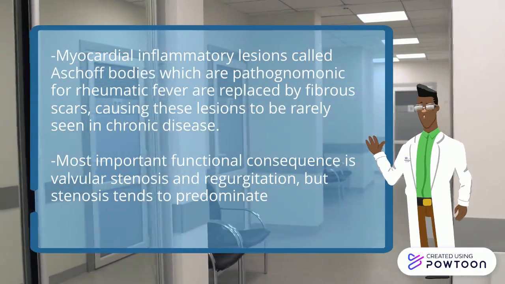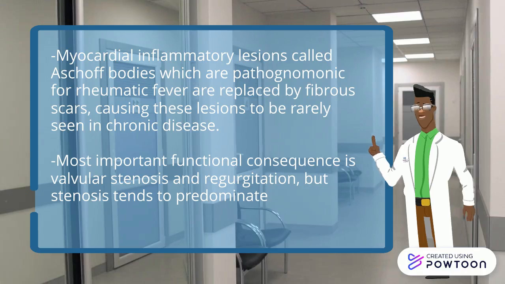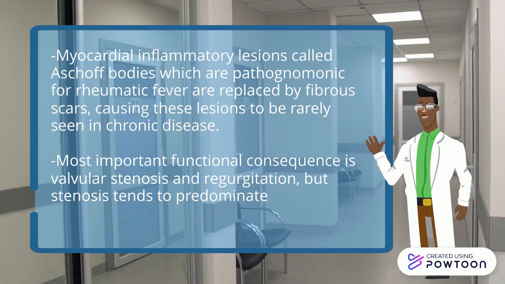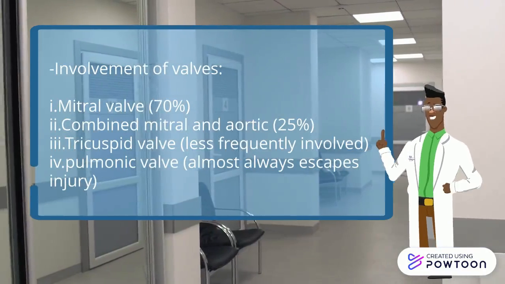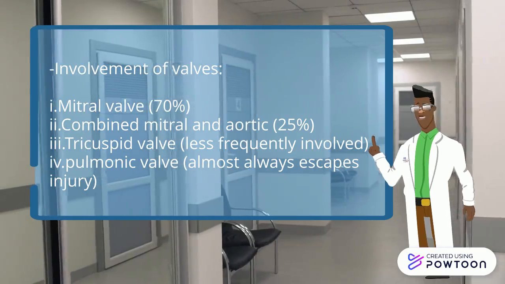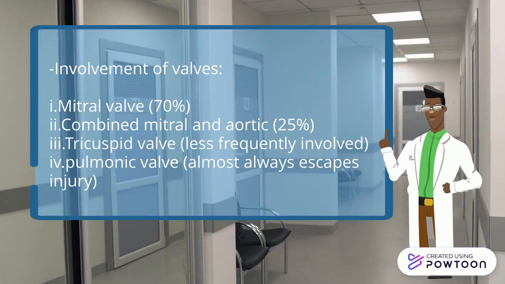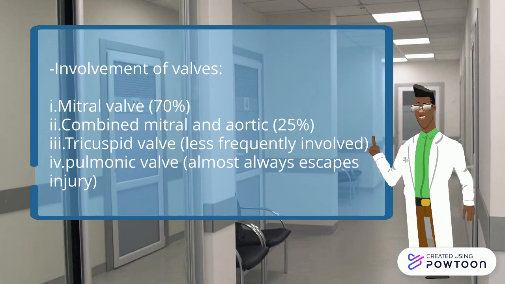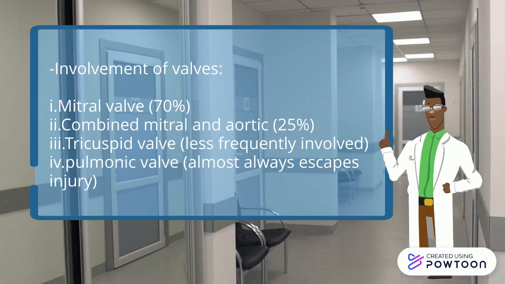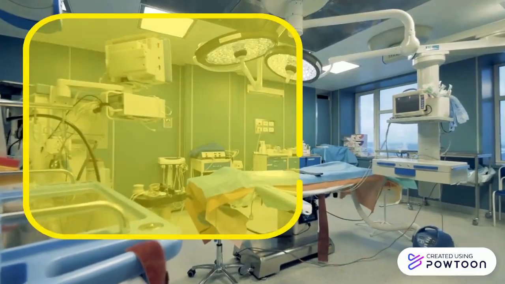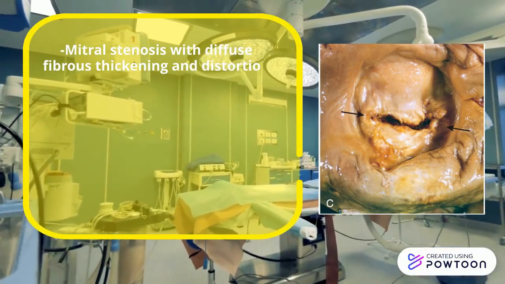Features such as Aschoff bodies, which are pathognomonic for rheumatic fever, will already be replaced by fibrous scars, causing this lesion to be rarely seen in chronic disease. For the involvement of valves, the mitral valve alone is involved in 70% of cases, while for combined mitral and aortic valve, the percentage is 25%. The tricuspid valve is less frequently involved, and the pulmonic valve can be said to almost always escape injury.